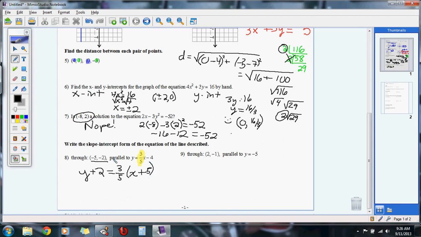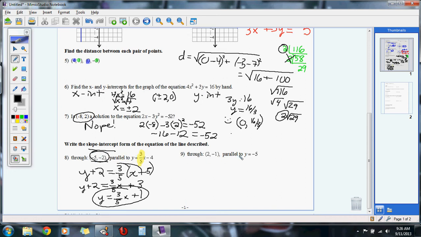So now the directions say slope-intercept form, so I'm going to distribute through, and I'm going to have y plus 2 equals 3/5 x plus, ooh, that's kind of nice. When it goes through, the 5s are going to cancel, and I'll just have 3. So when I subtract 2 to both sides here, I have y equals 3/5 x plus 1. And that would be the equation of the line that goes through this point, but it's parallel to this line here.